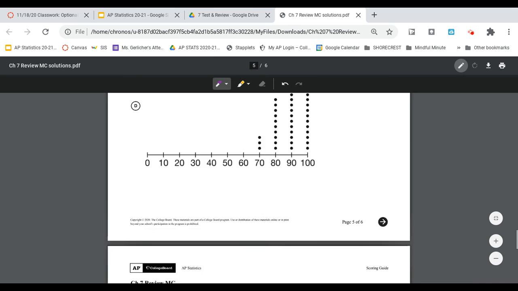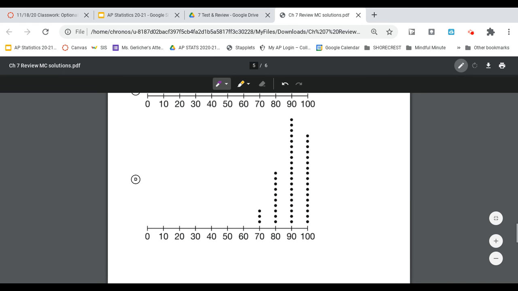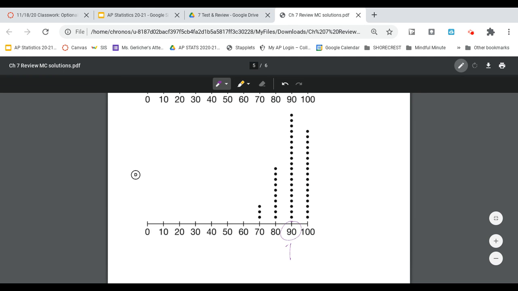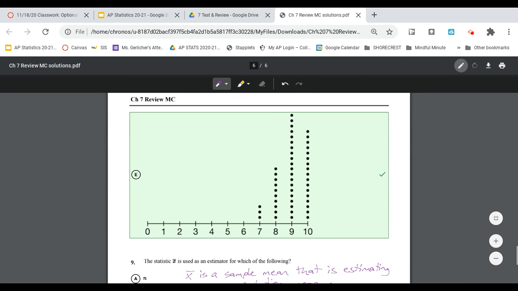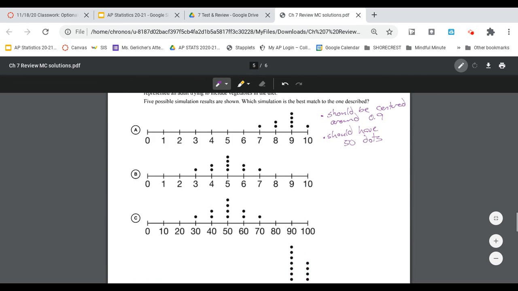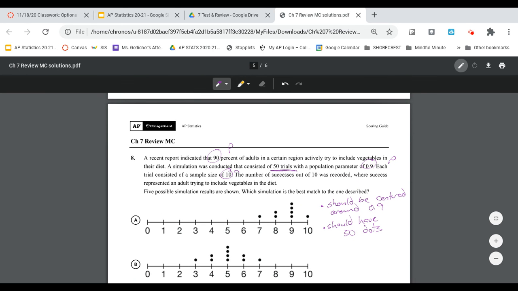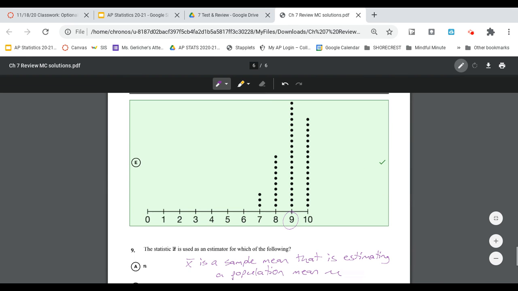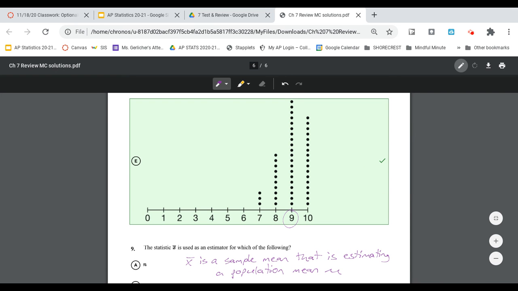Not enough samples. D and E have 50 dots, but it needs to be centered around 0.9, not 90, but a proportion, not a count. Oh, back up, 9, not 0.9. Sorry, it should be centered around 9, because it's 90% of a sample size of 10. They didn't actually give us an option of doing proportions. There was no 0.9 option, but 9 would just be the count, so this would be frequency or counts. So E is your best answer.